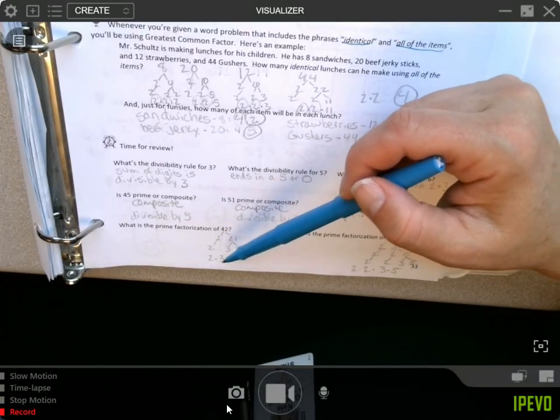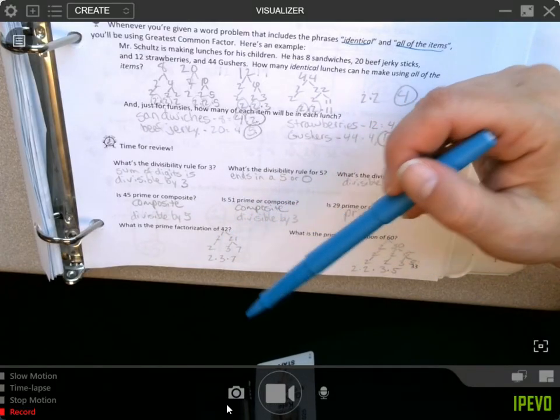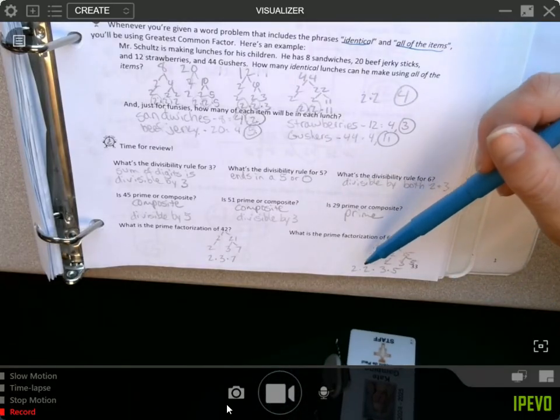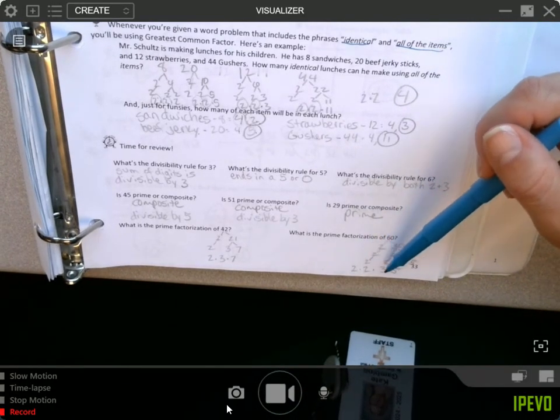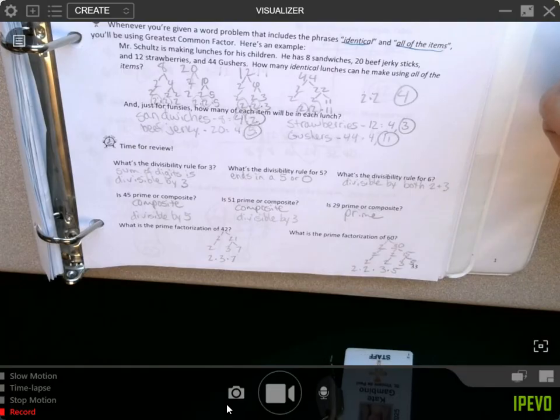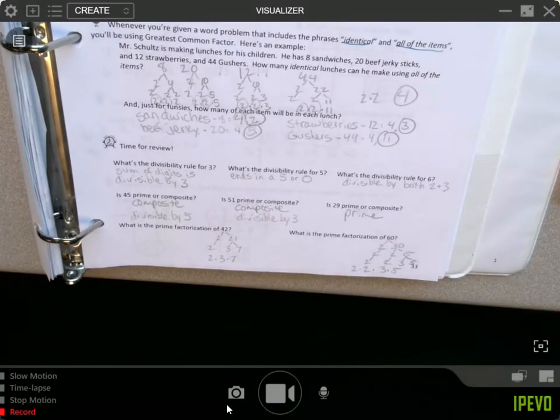What is the prime factorization for 42? Break it down to its primes. It's 2 times 3 times 7. And for 60, it's 2 times 2 times 3 times 5. Adeline. And 21 isn't a prime.